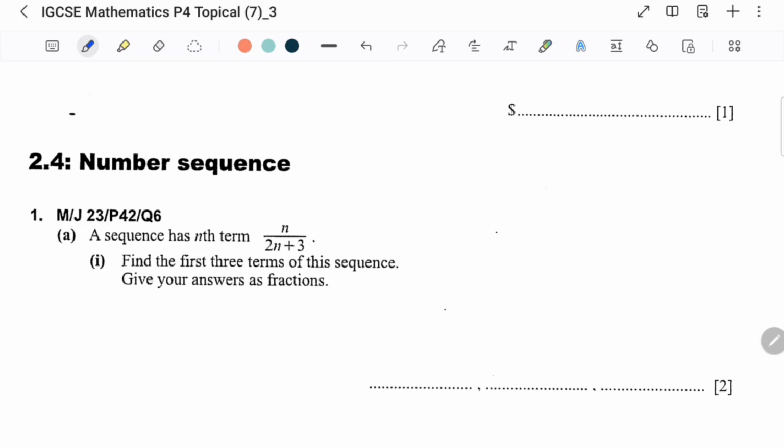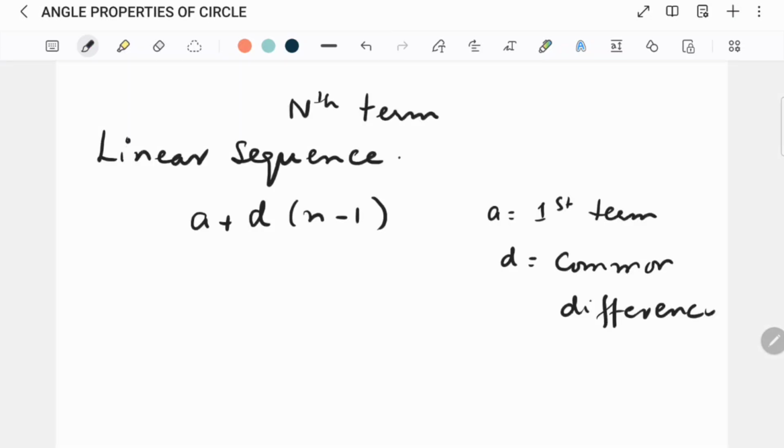So what happens in the linear sequence, you will get the same difference between each and every term. I'm just describing the formula for the nth term quickly, then we'll start the past paper questions. In your linear sequence, you will get the same difference, and a is the first term of the sequence and d is the common difference, and a plus d(n minus 1) is the formula to find the nth term of the linear sequence.